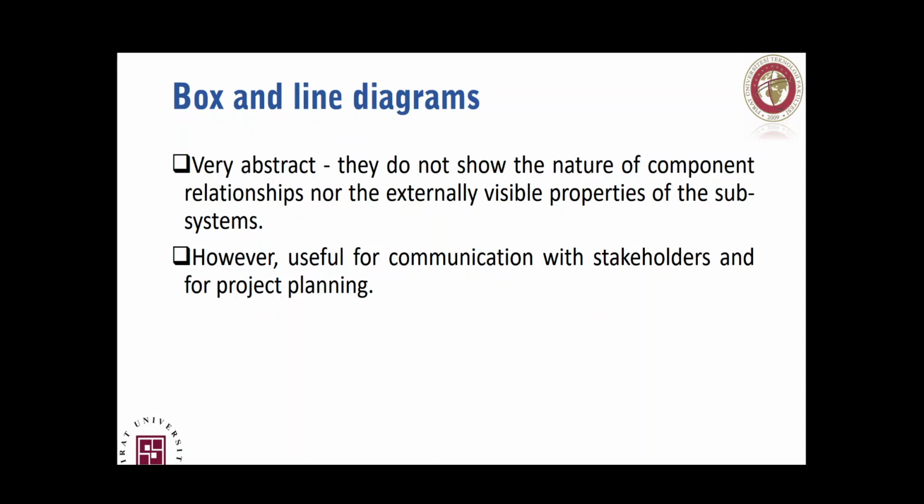We said this, but let me repeat it again. The box and line diagram, or box and whatever communication arrows that we have, is too abstract. It doesn't show the nature of the component, the type of the relation, the visible properties, and so on. But it's a very good way of communicating with stakeholders, especially those who do not know much about the technical knowledge needed for software development.